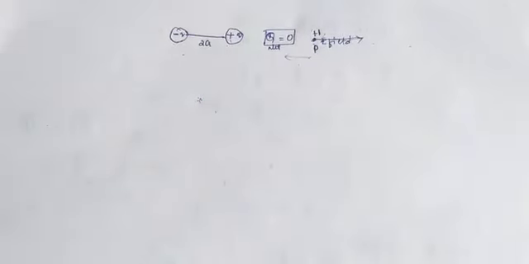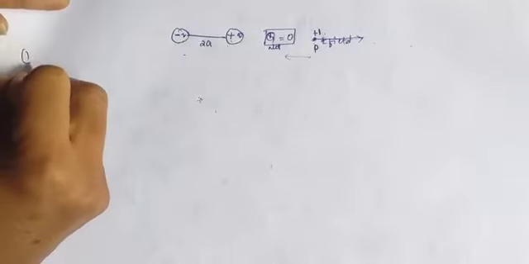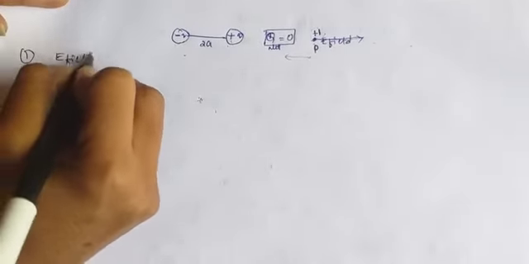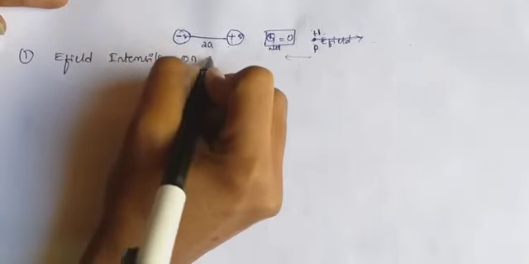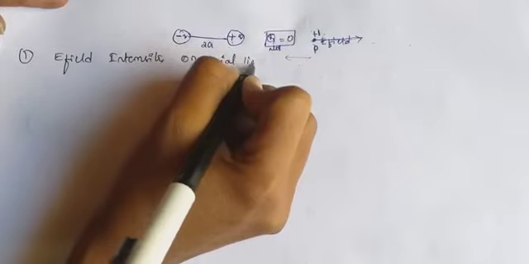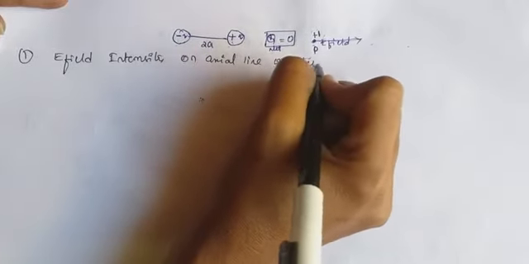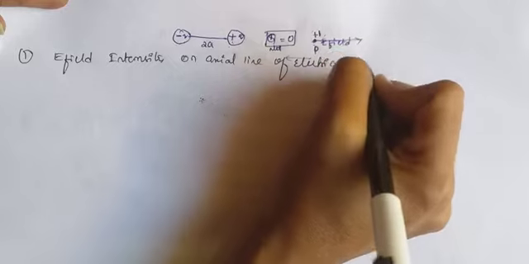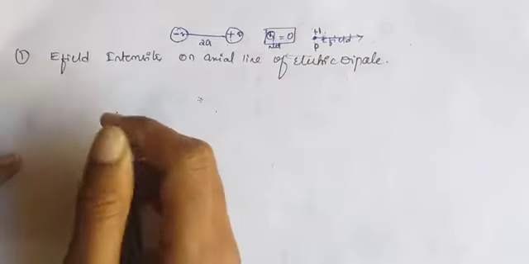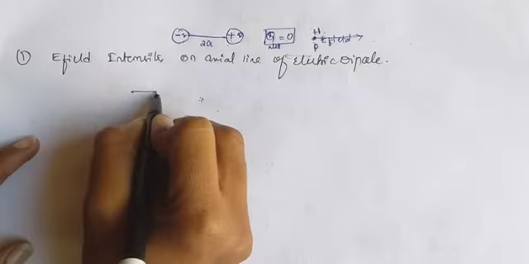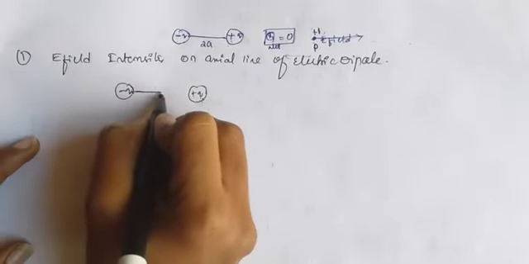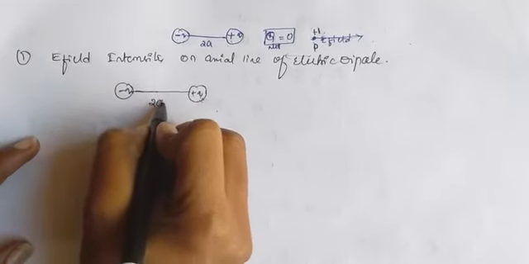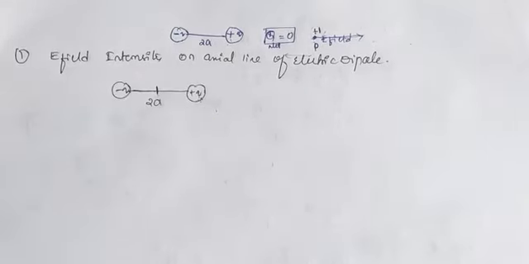Now, first case is the electric field intensity on the axial line of an electric dipole. Here I am placing the minus q charge, and here I am placing the plus q charge. The separated distance is 2a. This is the center. Always we have to take the distance from the center only.